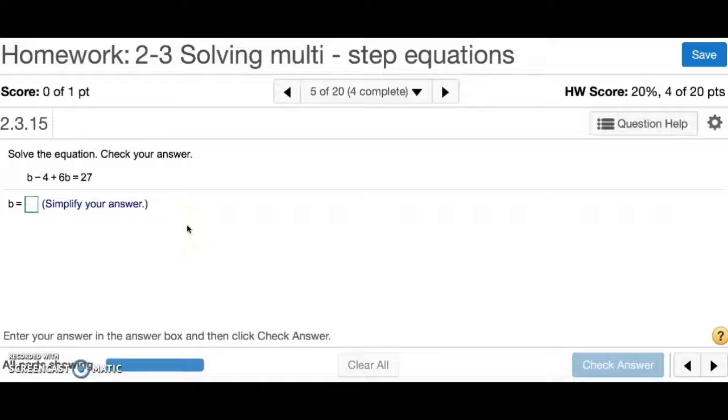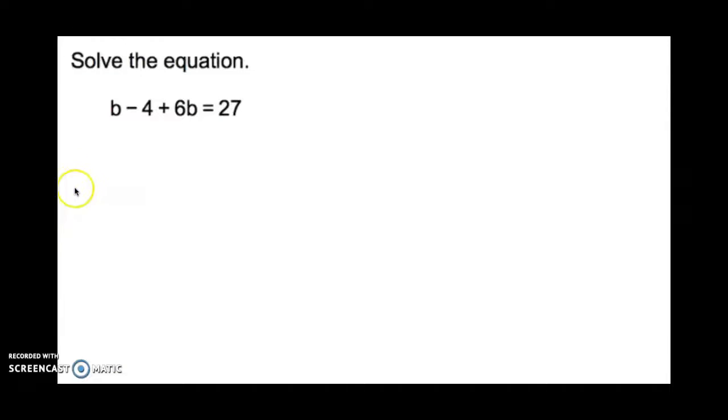Number 5, it says solve the equation. So let's do that. The first thing I need to do is combine my like terms on the left, that is b and 6b. When there is no number written in front of the letter, it is understood to be a 1 there, so this is a 1b. So 1b plus 6b equals 7b minus 4 equals 27.